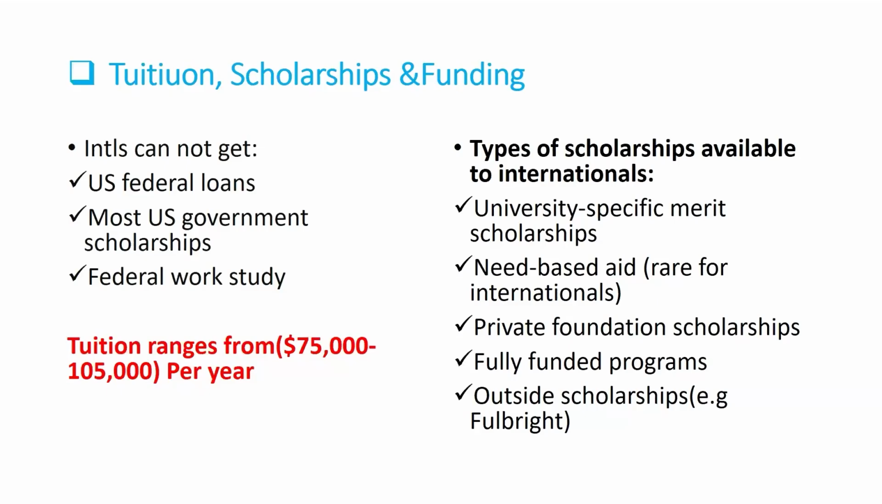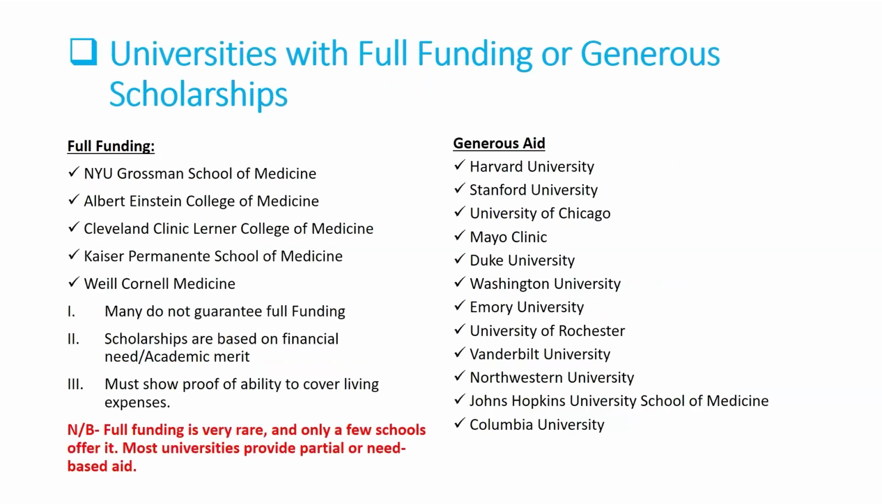And now we are going to talk about universities with full funding and those universities with generous scholarships. As we've talked about, the tuition fee ranges from $75,000 to $105,000 per year. That is a very large amount of money, and few schools will offer you full scholarships. And if a school offers a full scholarship, that tells you how competitive the school is.